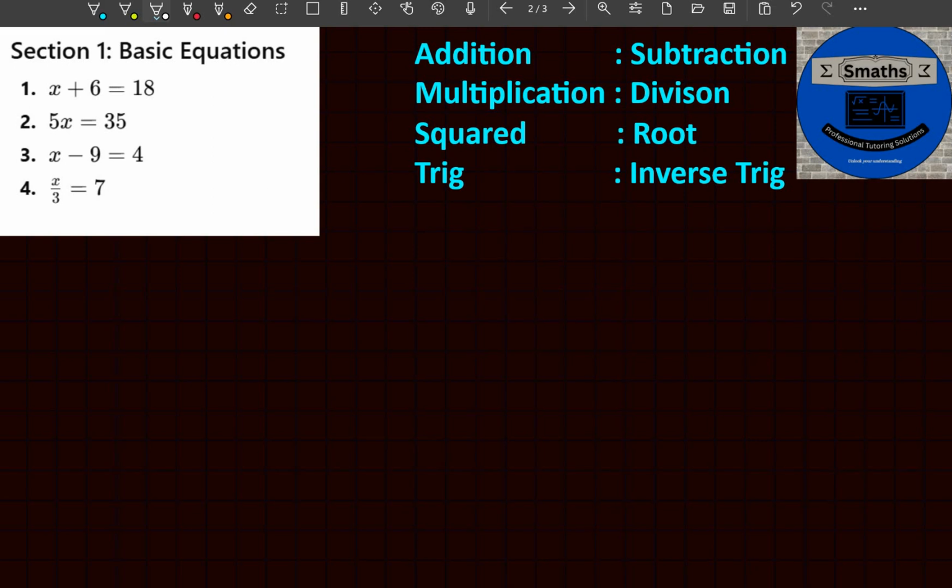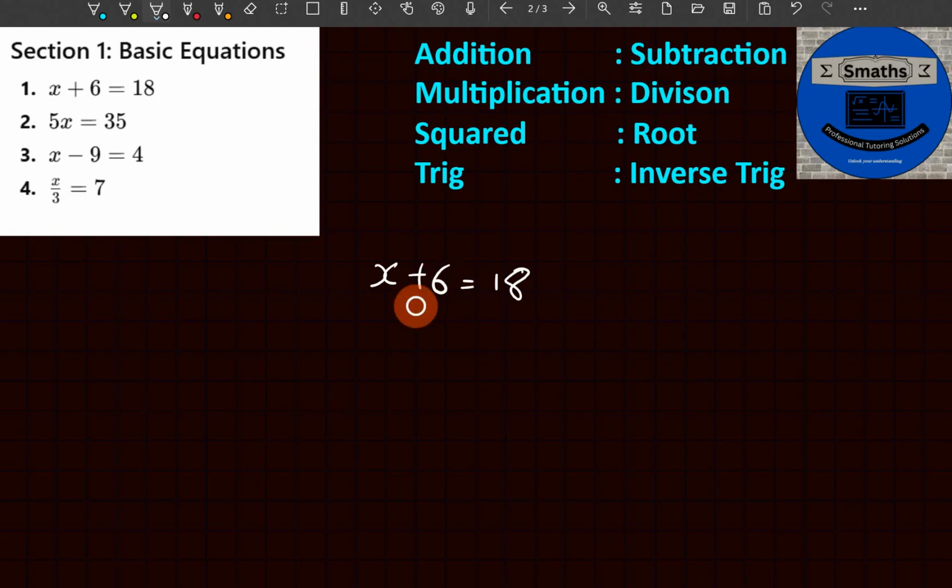Now that we are well equipped with all the equation manipulation techniques, let's put them to use. So in section 1, number 1 here, we see that, I'll just write the question. I see that x plus 6 is equal to 18. I want to solve for x. I want to get x to be by itself.